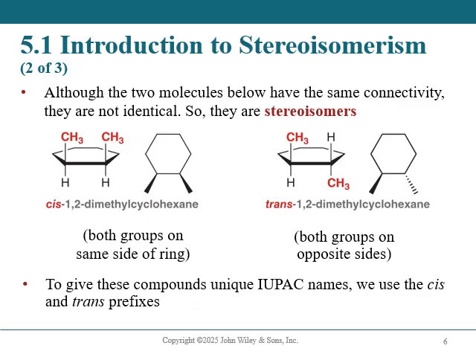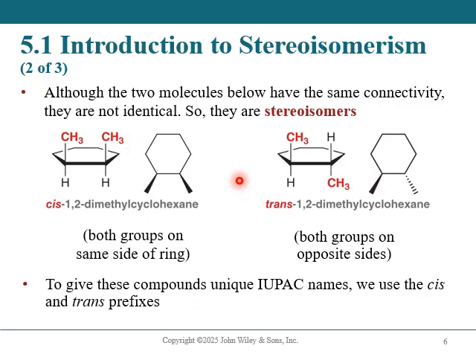Although the two molecules below have the same connectivity, they are not identical, therefore they are stereoisomers. So in this case, we have 1,2-dimethylcyclohexane. So we have cyclohexane, a 6-member ring, as we saw from our last chapter, two methyl groups, one in position 1, one in position 2. Now when you are drawing this structure, you have two options. Either both methyl groups are on the same plane, either up or down, or the other option is that they're on different planes, up and down.